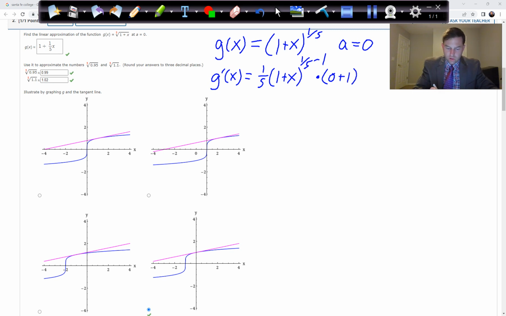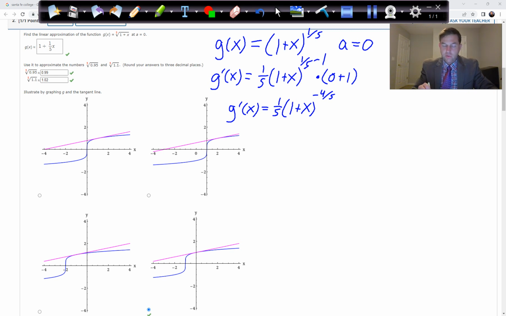Okay, so if I do all of the simplifying for that, we'll get 1/5, 1 plus x to the minus 4/5, and then times 1, which doesn't change it at all. And I think you can just leave it like that for this problem. You don't have to worry about writing it in radical form. Okay, so that's the derivative.